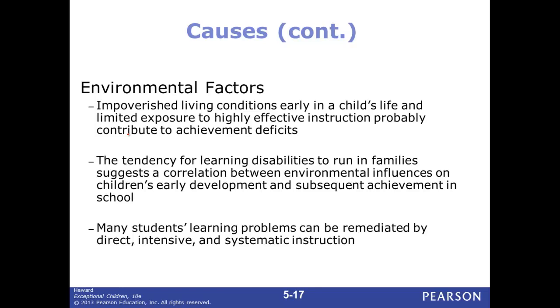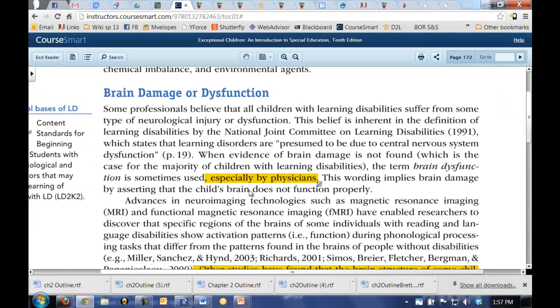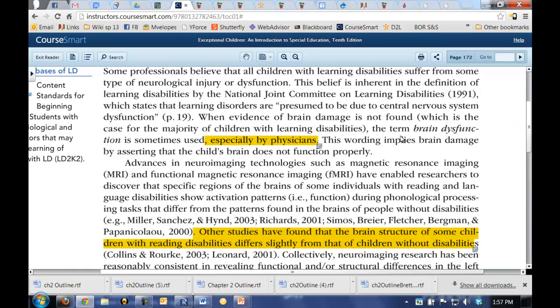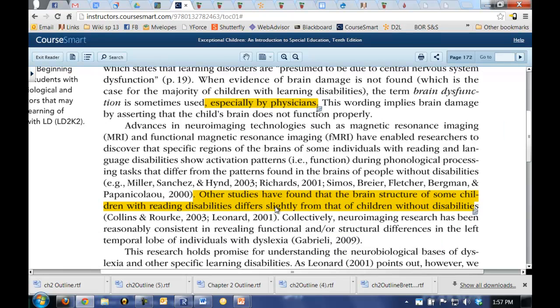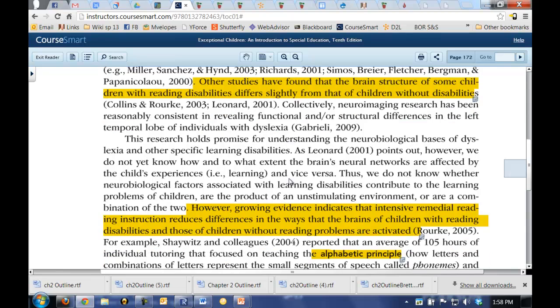Let me just go to the text here and talk about this a little bit. Brain dysfunction, sometimes used by physicians, implies brain damage by asserting the child's brain does not function properly. Other studies, down here in the yellow, have found that the brain structure of some children with reading disabilities differs slightly from children without. But now with these MRIs, they can look at that in 3D, take measurements and stuff. So they have a little more capability in that.